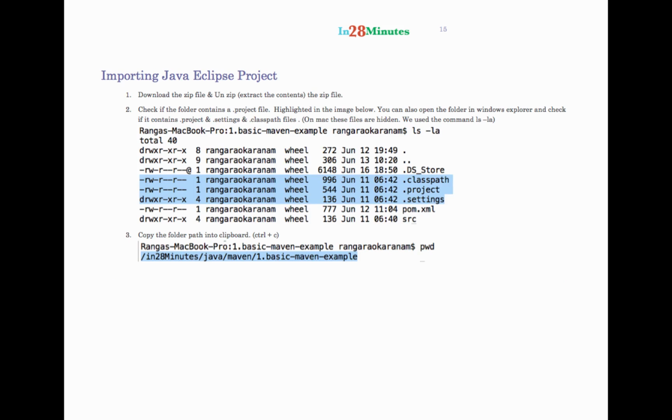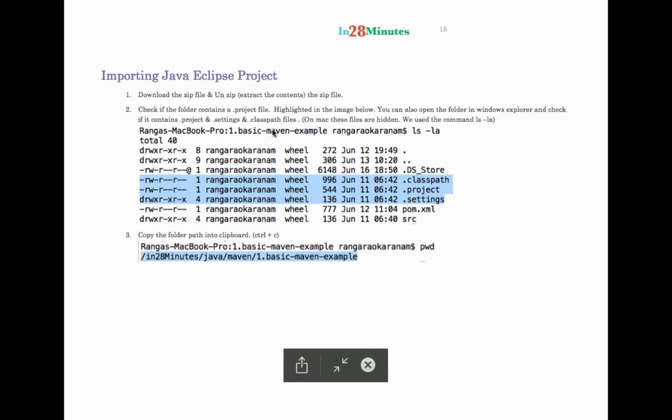Now that we have installed Java, Maven, and Eclipse, we will learn how to import a Java project into Eclipse. The first thing that you need to make sure of when you want to import a Java project into Eclipse is that the project contains the .classpath, .project, and .settings files.